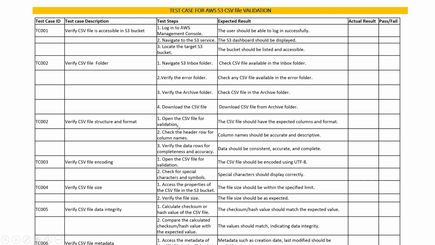Verify the CSV file structure and format. The CSV files should have the expected columns and format. Check the header row for the column names. Then verify the data rows for completeness and accuracy. The next test case is to verify the CSV file encoding, checking for special characters and symbols. Verify the CSV file size by accessing the properties of the CSV files in the S3 bucket. Similarly, we can verify the data integrity and metadata. So this is about the test cases.